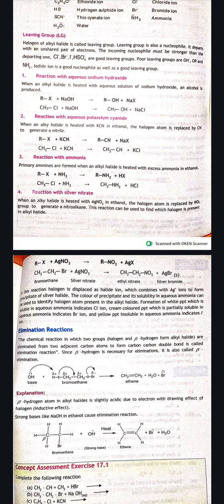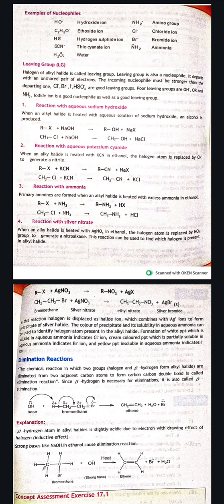Leaving group is that halogen which leaves the molecule. It is also a nucleophile. It departs with an unshared pair of electrons. The incoming nucleophile must be stronger to remove the already existing nucleophile from the molecule. Cl negative, Br negative, I negative, HSO4 negative are good leaving groups. Poor leaving groups are OH negative, OR negative, and NH2 negative. Iodide ion is a good nucleophile as well as a good leaving group.